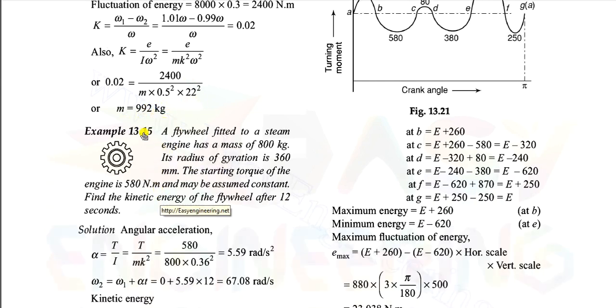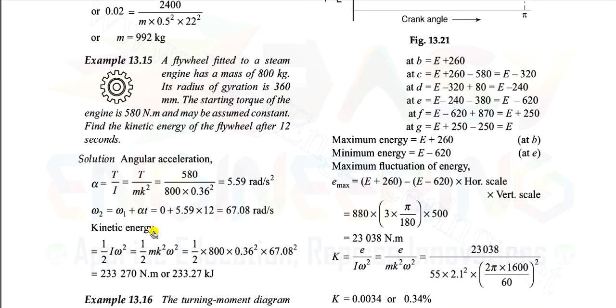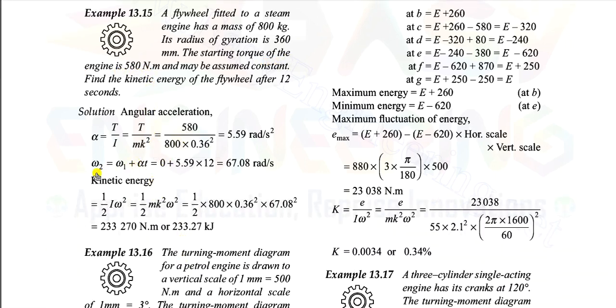Okay, next problem is 13.15. The flywheel fitted to a steam engine has a mass of 800 kg. Its radius of gyration is 360 mm. Okay, K is given, mass is given, I you can calculate. The starting torque of the engine is this. Okay, this is a small problem, I will leave this. There is just a formula which you will need, which you know already. This is Newton's law of motion in angular form, so that you can easily do.